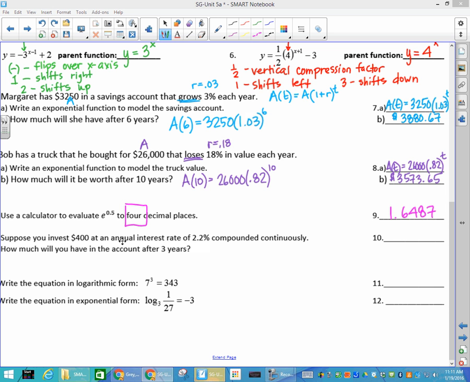Okay. Suppose you invest $400 at an annual interest rate of 2.2% compounded continuously. This is a very important word in that problem. That tells you that what you are using here is A equals P times e to the rt. That's our PERT formula that you use for compound interest. Okay, this is P and this is my R at 0.022. So when I put it in, I'm going to have A equals 400 times e raised to the 0.022 times, well, there's my T right there, sorry, times 3.